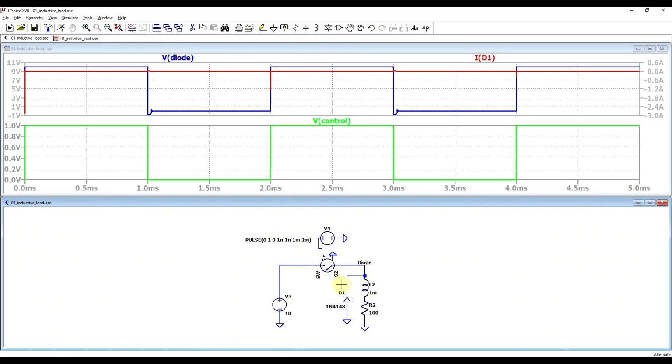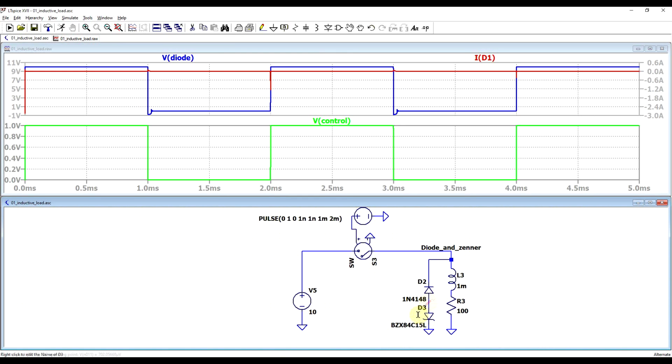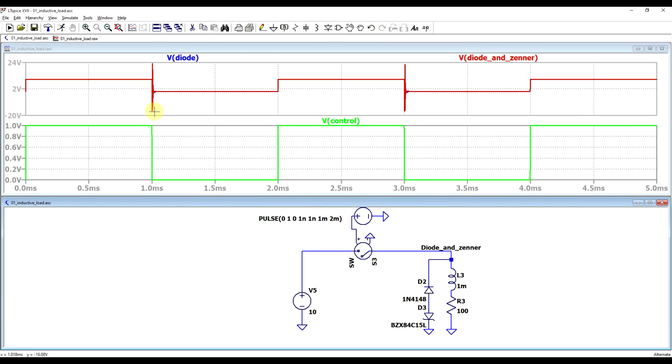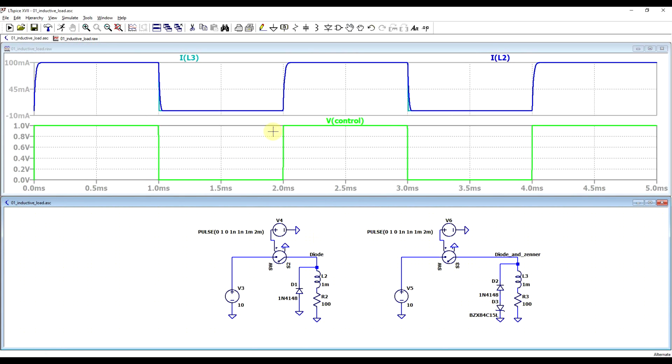Now we can take this idea one step further and add in a Zener diode, and what this will do is create a much larger negative voltage appearing on the load, but the advantage is that the current in the load with the Zener diode will drop to zero much faster than in the case of the basic diode. So the larger the voltage drop, the faster the discharge of the current will be.